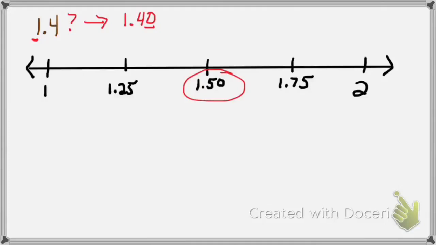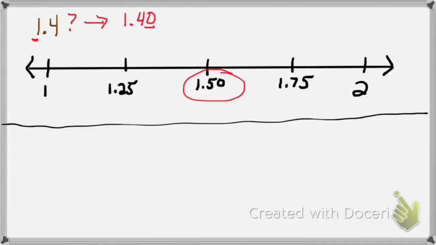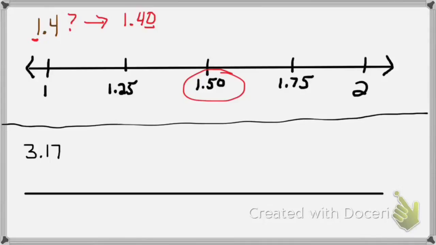So I know that Ethan ran for about 1.50 minutes. Okay, and now I have Patrick, who had 3.17 minutes. So I make my number line. My whole number is a 3. That's my low number. 3 plus 1 is 4. That's my high number. Divide the line in half, and each section in half again.